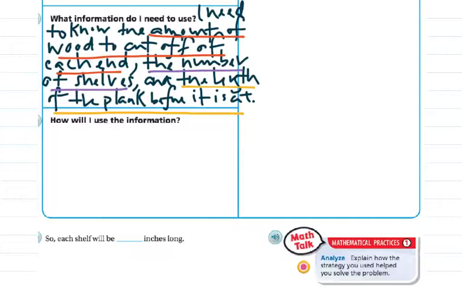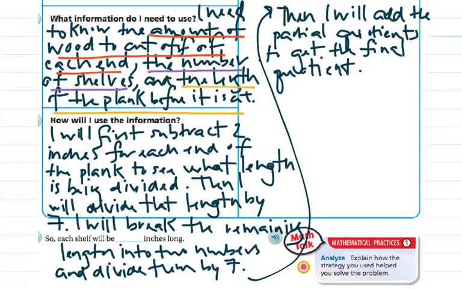Last, how will I use the information? I will first subtract 2 inches for each end of the plank to see what length is being divided. Then I will divide that length by 7, because she's going to make 7 shelves. I will break the remaining length into 2 numbers and divide them by 7. Then I will add the partial quotients to get the final quotient.